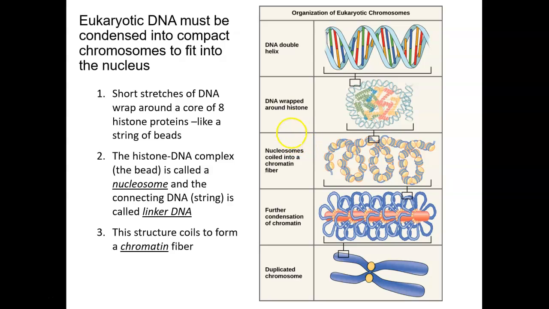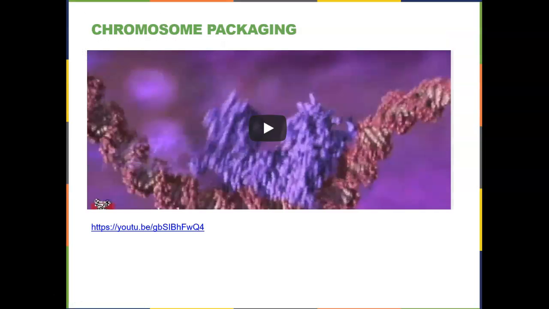And this structure coils to form the chromatin fiber. And then fibrous proteins further pack in order to condense the material even more. So here is a short YouTube video which will go into further detail of chromosome packing.